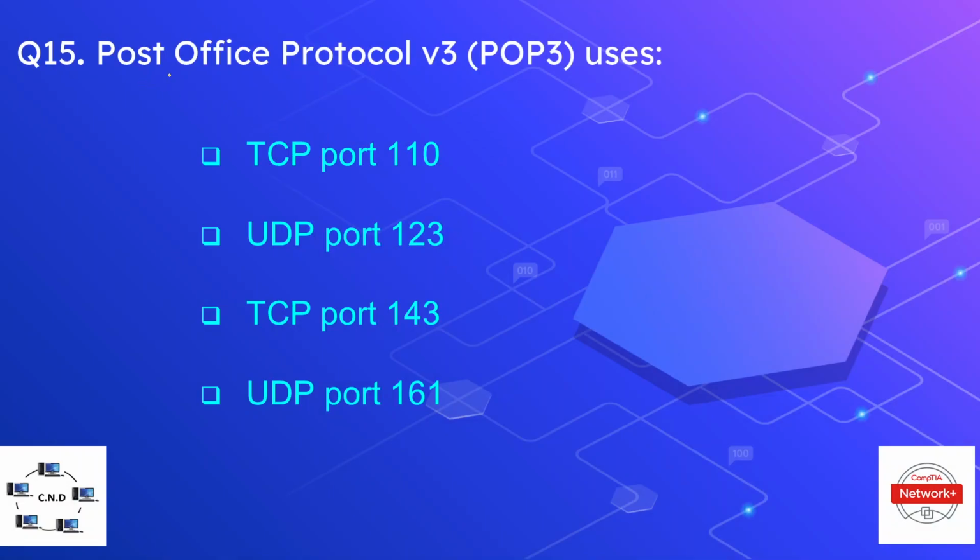443. Question number 15 is that the Post Office Protocol version 3 or POP3 uses port, and the options are TCP port 110, UDP port 123, TCP port 143 or UDP port 161. And the correct option is TCP port 110.